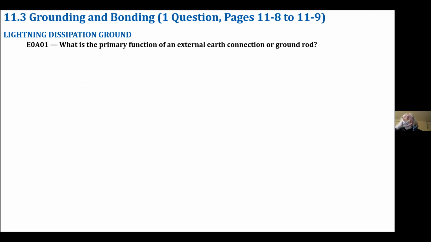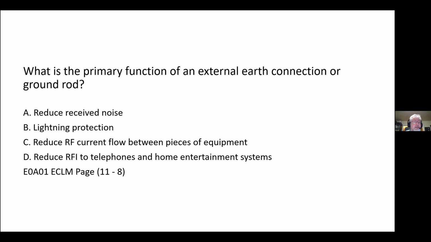One whole question on lightning dissipation. What is the primary function of an external earth connection or ground rod? A, reduce receive noise. B, lightning protection. C, reduce RF current flow between pieces of equipment. Or D, reduce RFI to telephones and home entertainment systems.